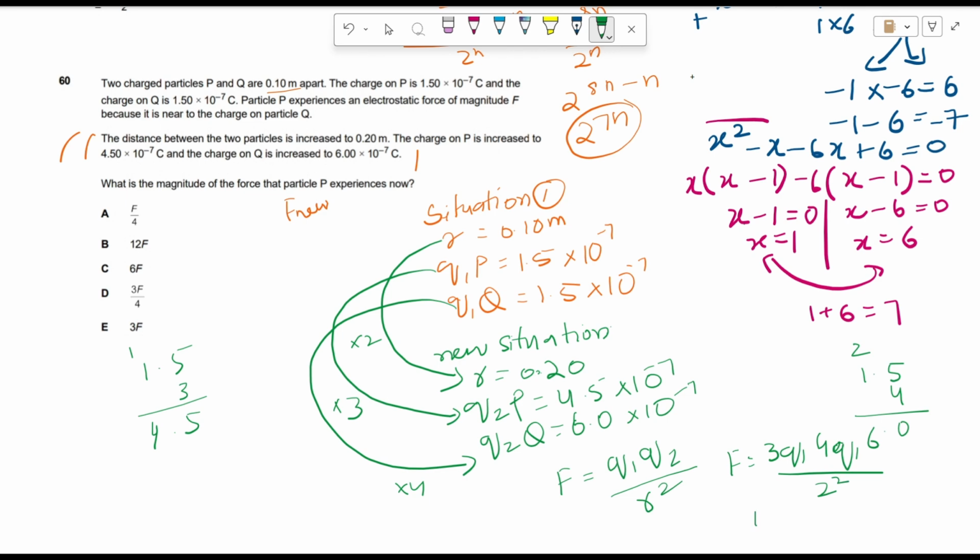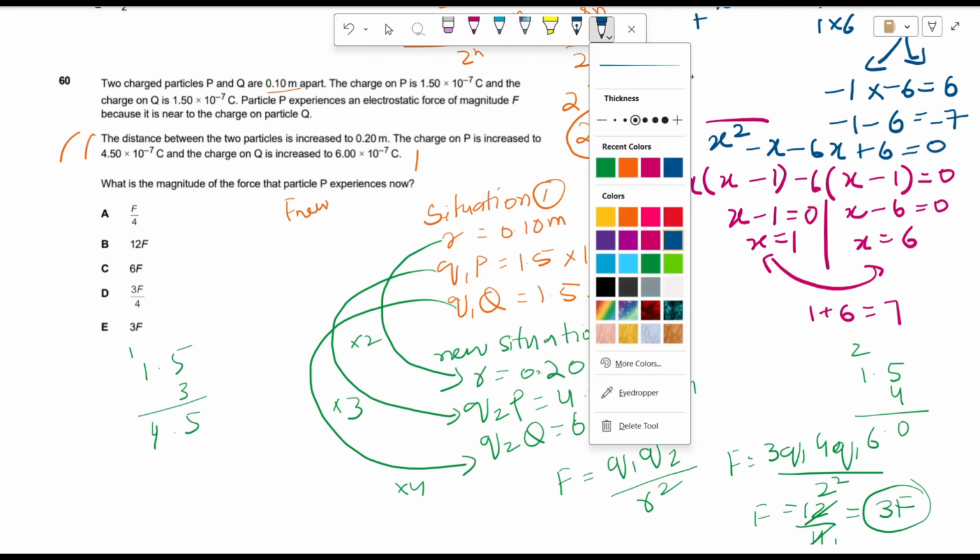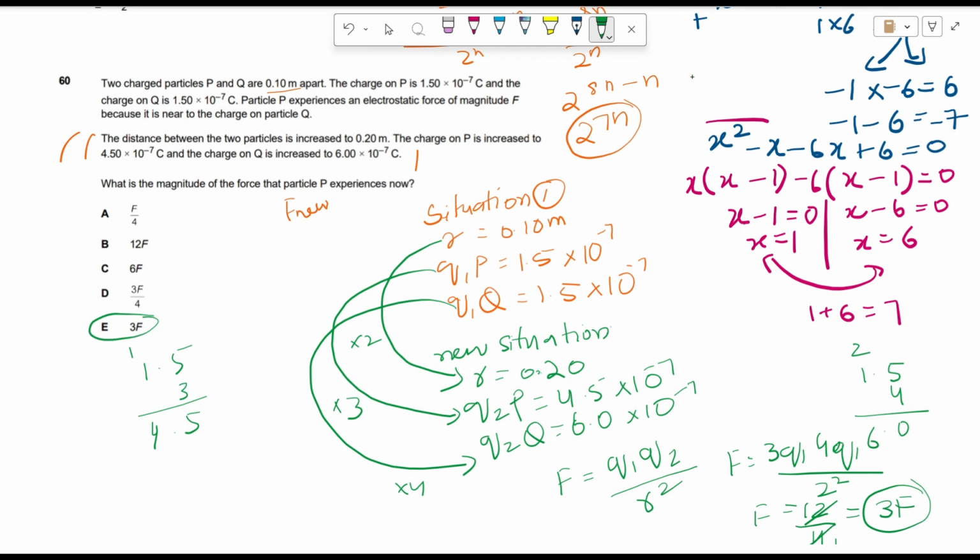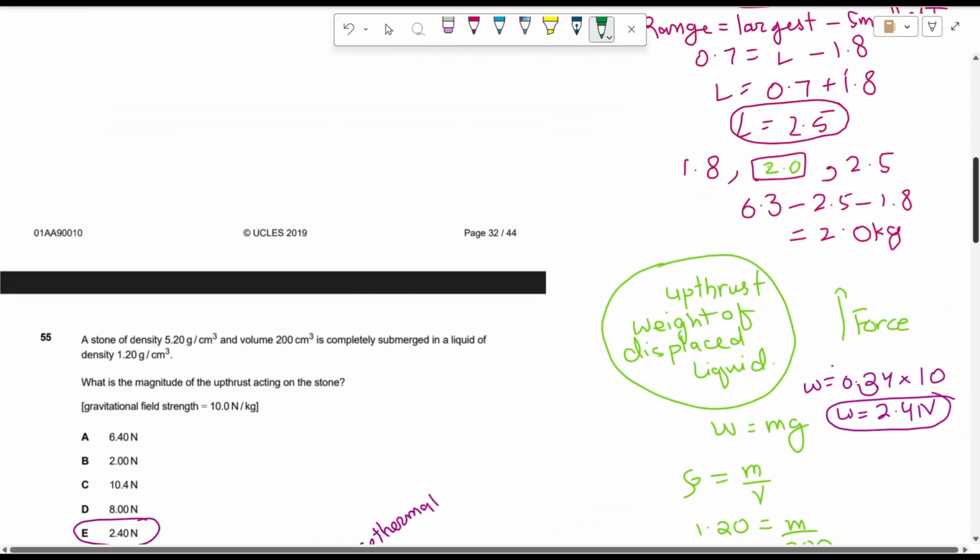Force is equal to 3 into 4 is 12, right? Now leave the Q1 and Q2 for now because we are just seeing the effect on the force, right? So upon 2 2s are 4. 12 divided by 4, 4 3s are 12. So 3 times the force. Force is increased by 3 times, which means 3F, right? 3F. We have gotten our answer. This is the answer. I hope it was easy, not difficult. And we have now solved all the questions from past paper 2019.